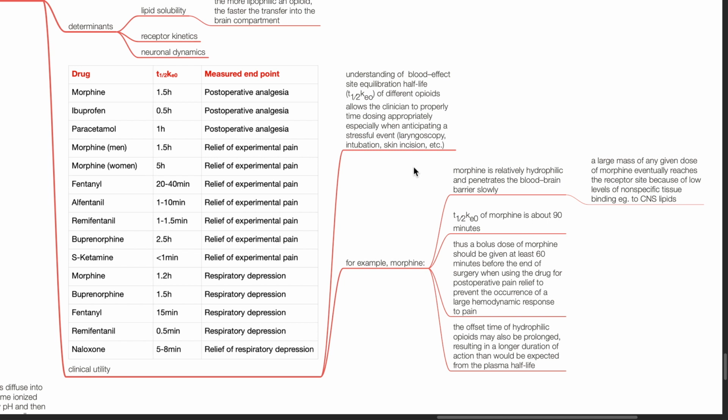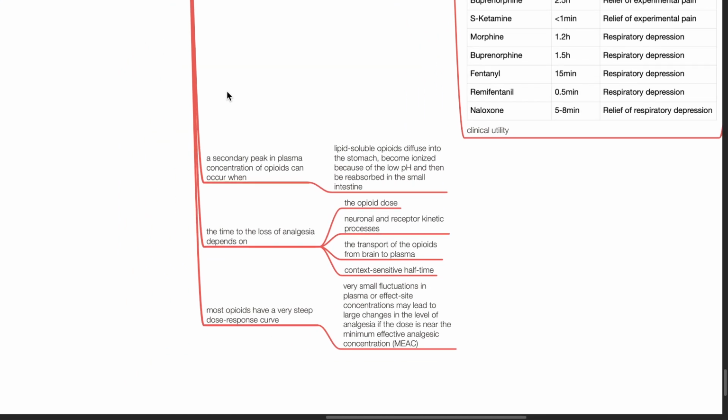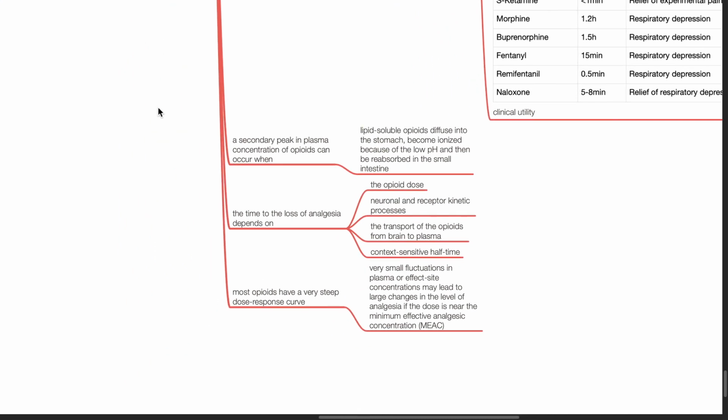The offset time of hydrophilic opioids may also be prolonged, resulting in a longer duration of action than would be expected from the plasma half-life. This table lists the blood effect site equilibration half-life of commonly used opioids and their measured endpoint. A secondary peak in plasma concentration of opioids can occur when lipid-soluble opioids diffuse into the stomach, become ionized because of the low pH, and then are reabsorbed in the small intestine.